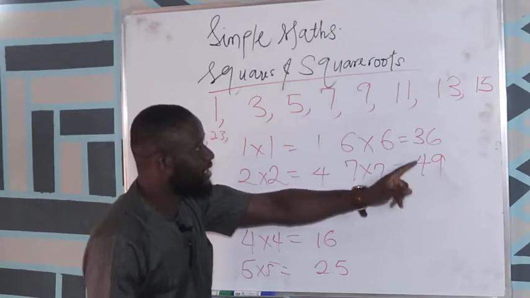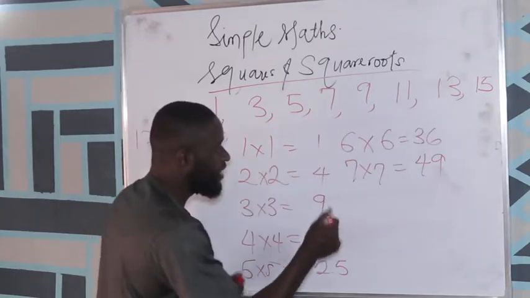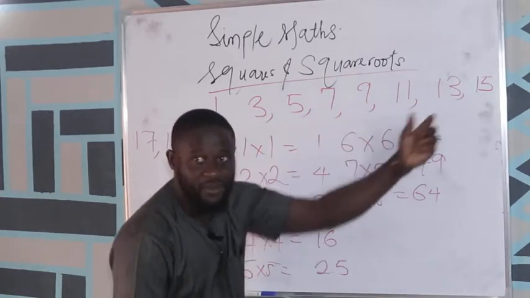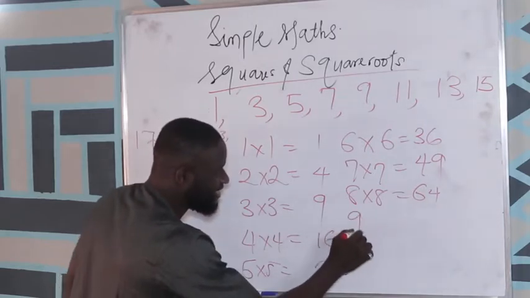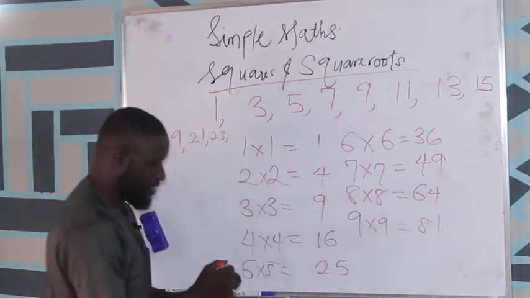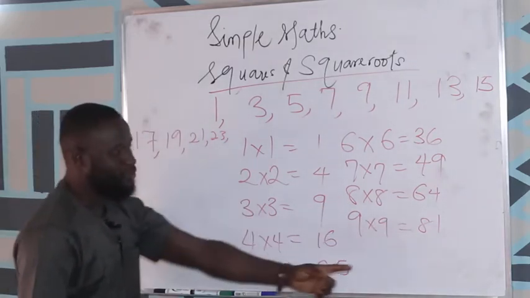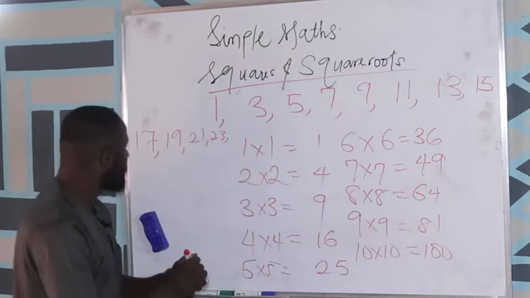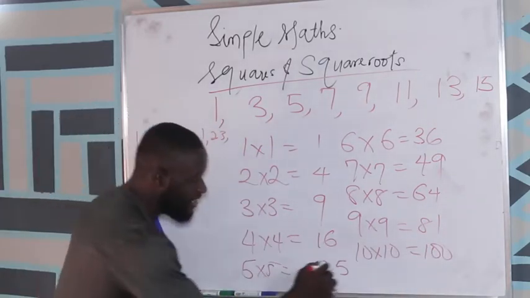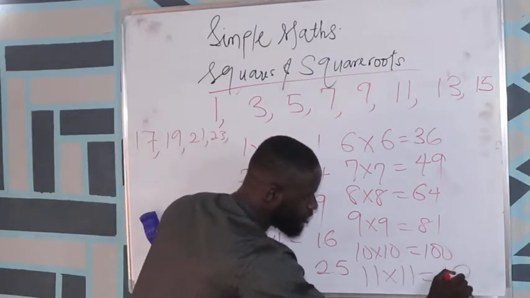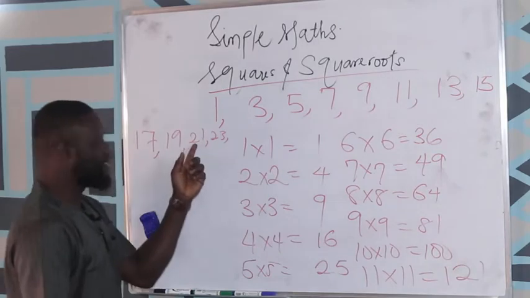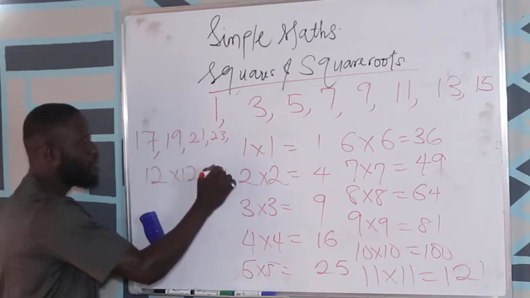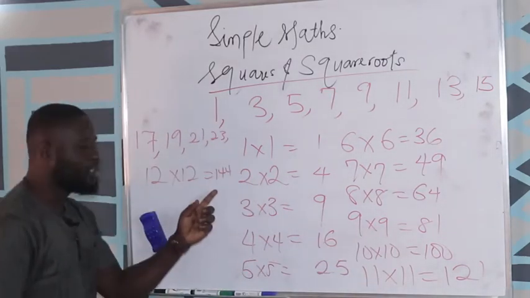7 times 7 is 49. 36 plus 13 is what gave you 49. 8 times 8 is 64. 49 plus 15 will give you 64. 9 times 9 is 81. 64 plus 17 will give you 81. 10 times 10 is 100. 81 plus 19 will give you 100. 11 times 11 will give you 121. 100 plus 21 will give you 121. 12 times 12 is 144. 121 plus 23 will give you 144.